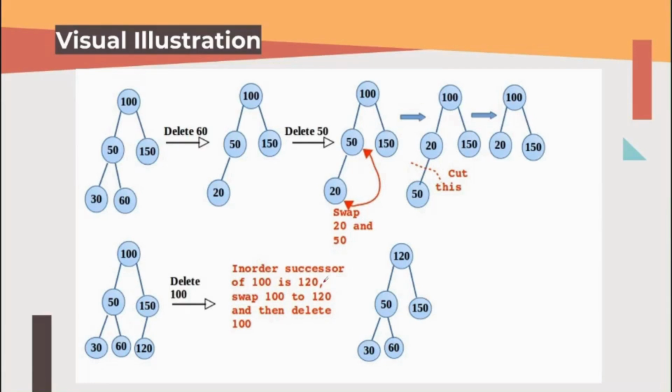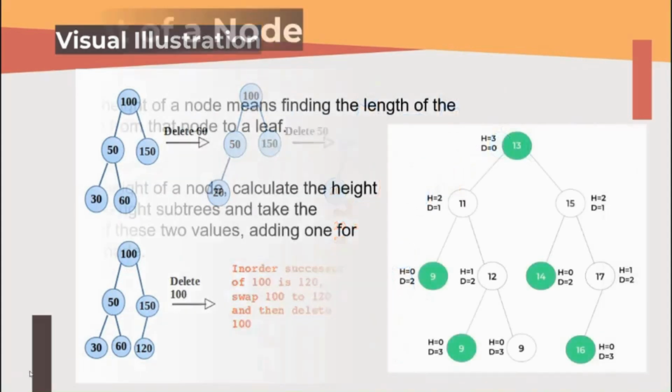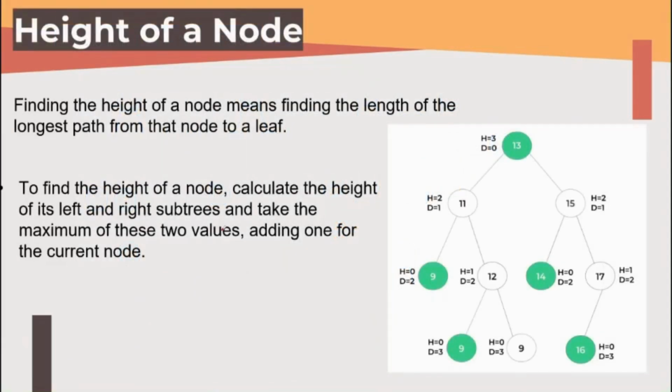Now swap the 100 and 120, then delete the 100. Now the tree became like this. This is how the deletion takes place. Now find the height of the node.